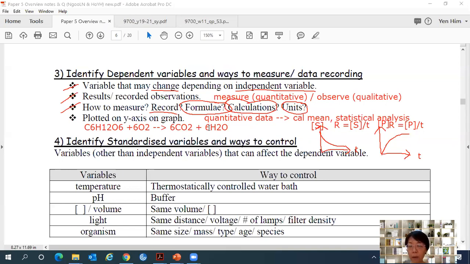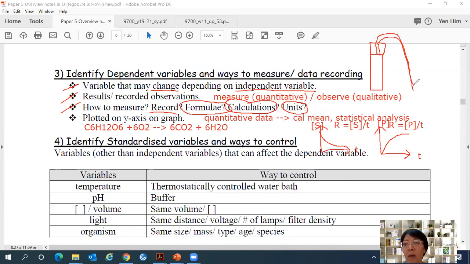When you are given an experimental apparatus to measure the rate, you may measure it differently. So your formula could be different, your calculation could be different, your unit will be different. Say for example, you want to measure the rate of respiration of yeast. You put the yeast in the test tube, and then you have got another tube to transfer the gas into another test tube.